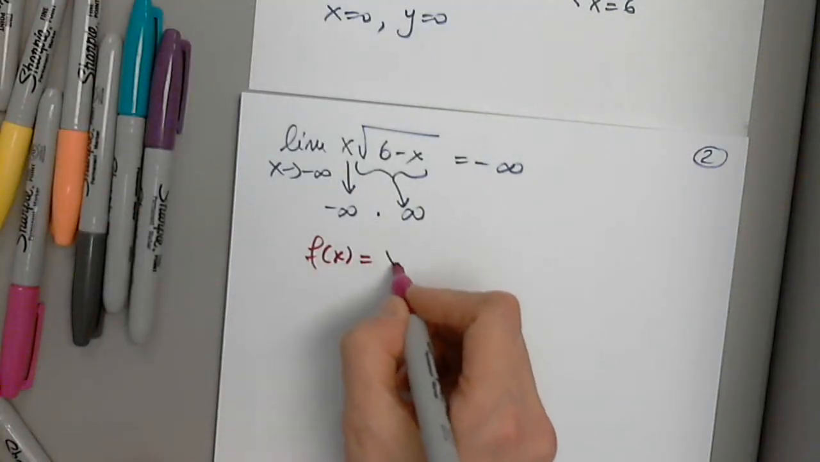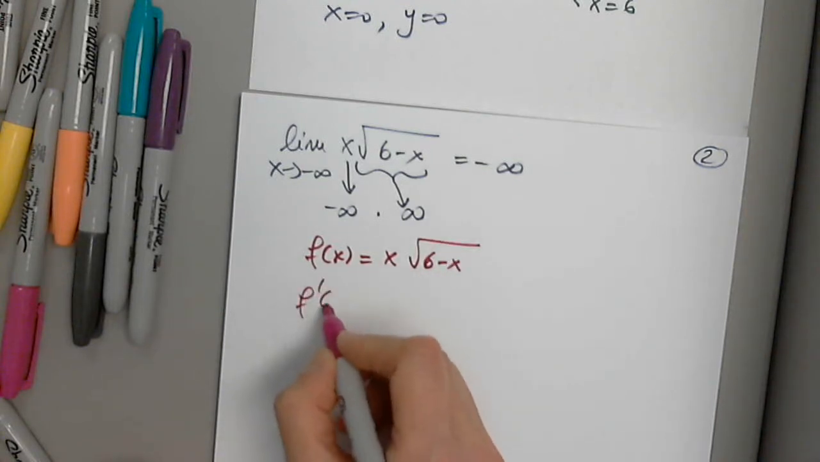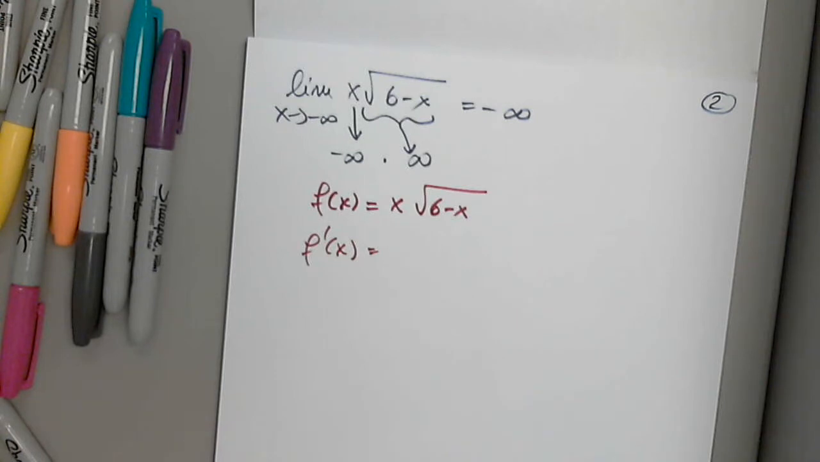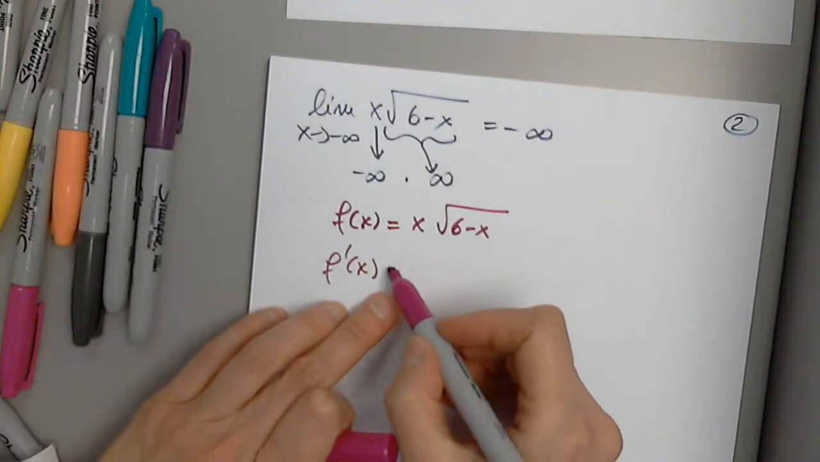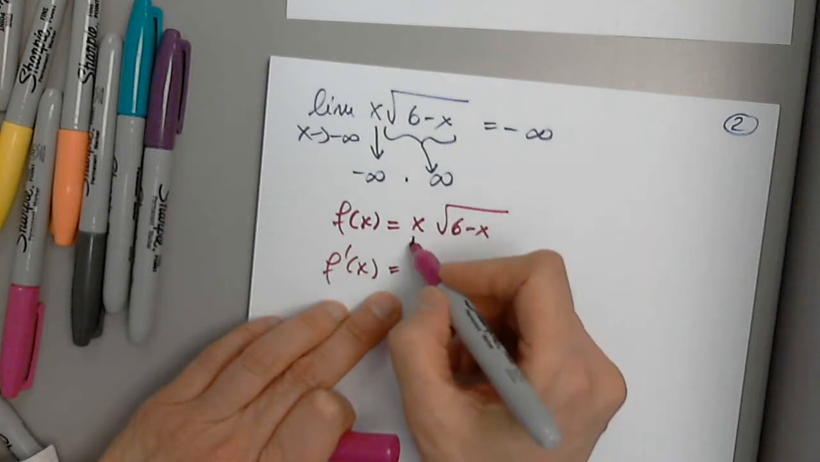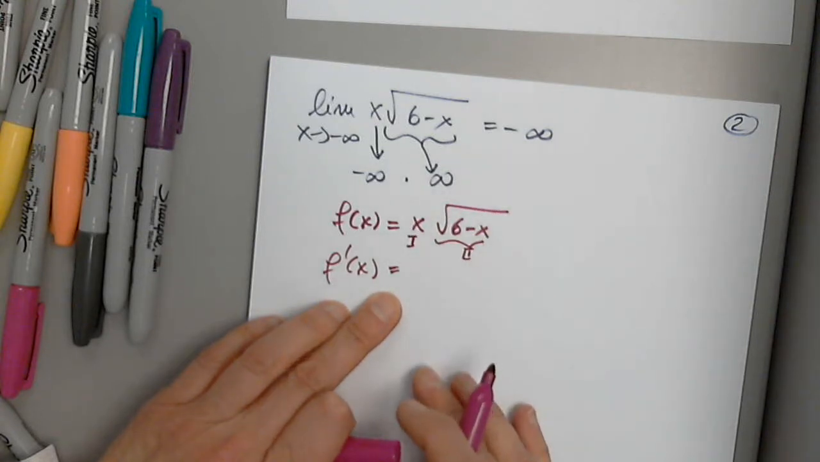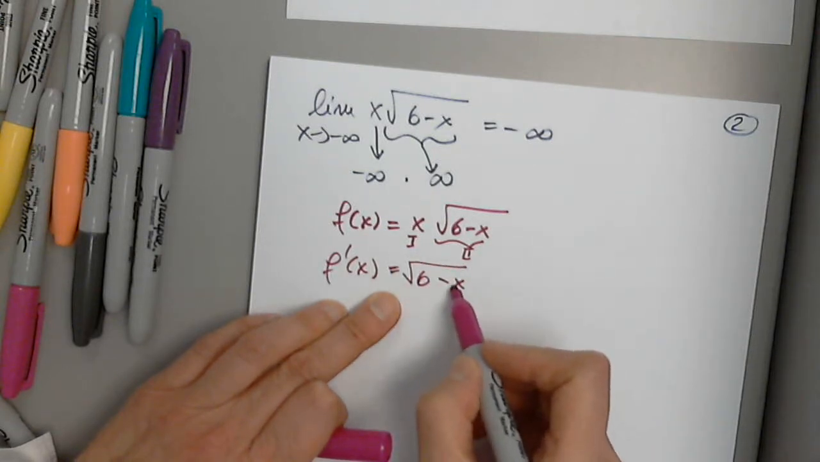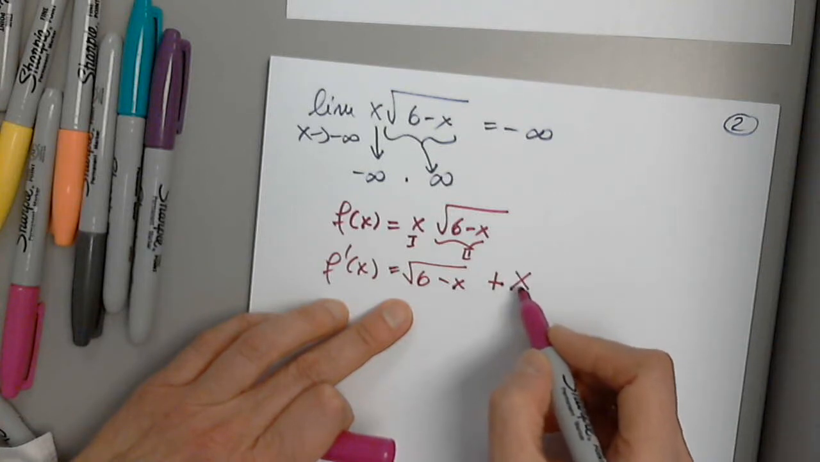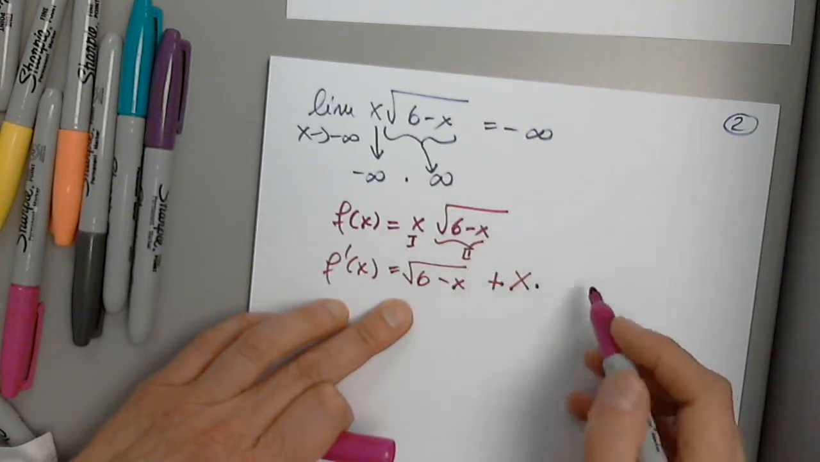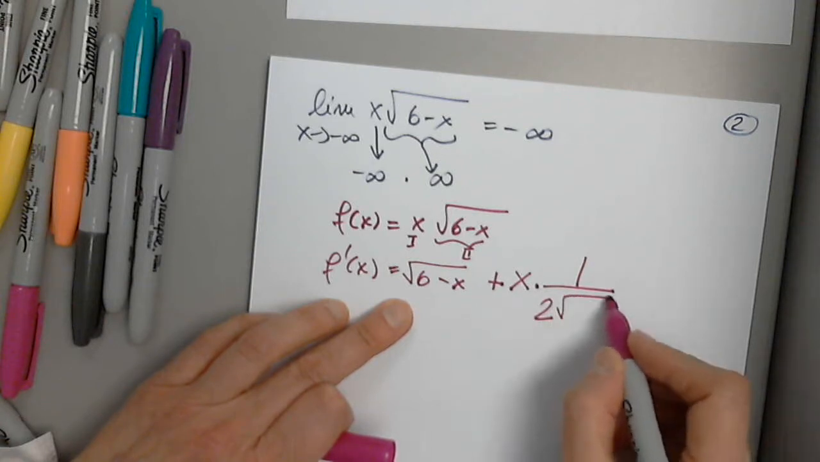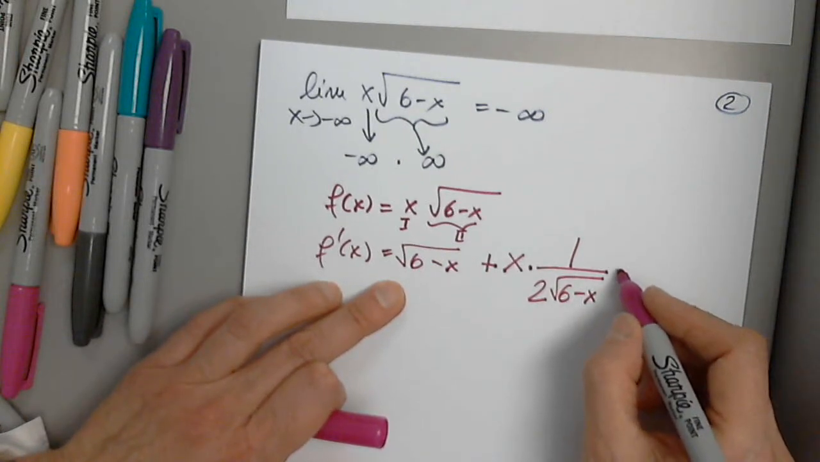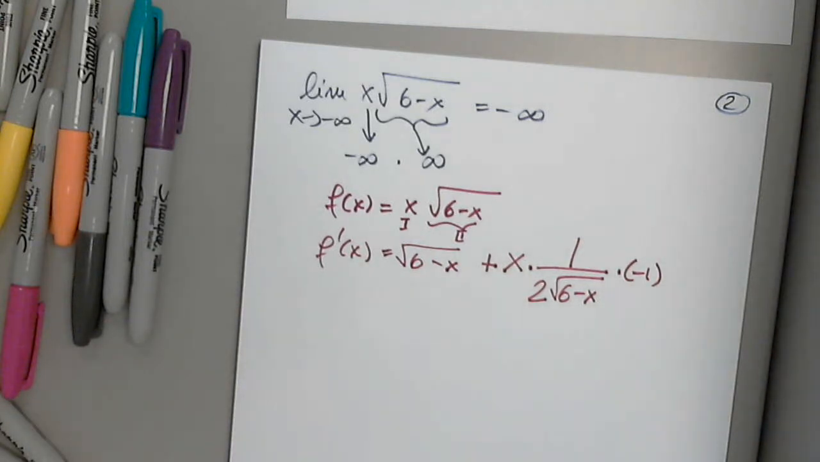So f of x equals x times the square root of 6 minus x. I need to find f prime. I need anyone to dictate. Very good. 1 over 2 square root of 6 minus x. So careful. This is the first function, and this is the second function. The first function prime is 1 times 6 minus x, plus the first function times the second function prime, 1 over 2 the square root of 6 minus x, and that's not enough. Excellent. Great job.